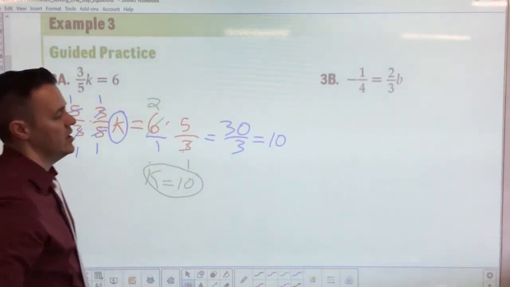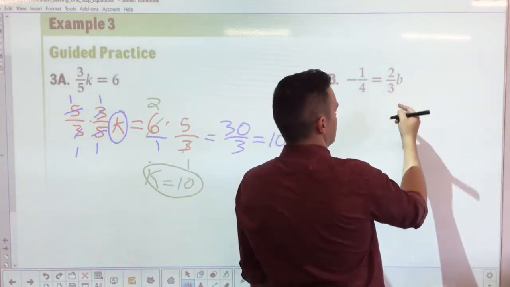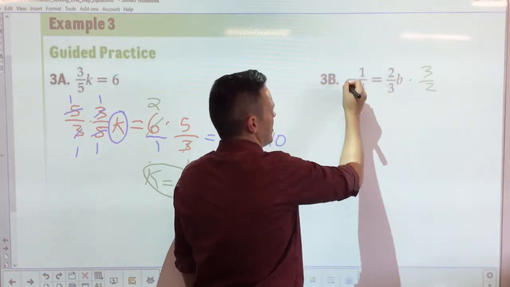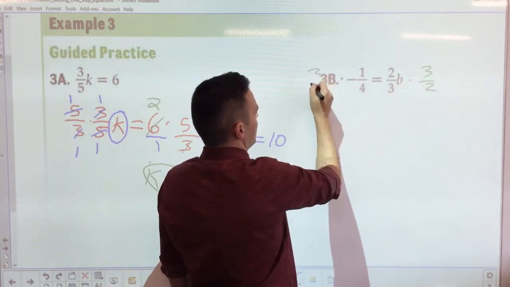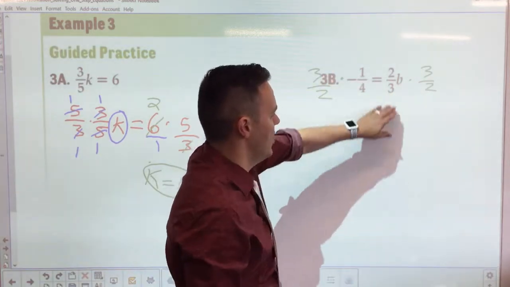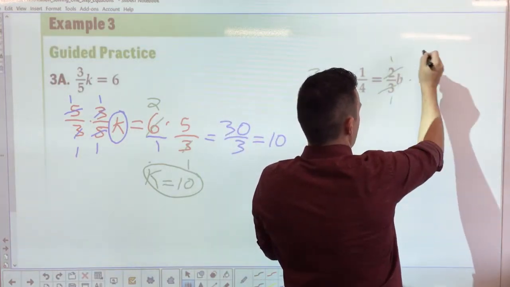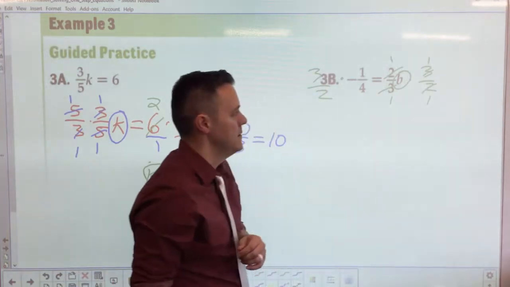All right, same thing over here, ladies and gentlemen. Get rid of this 3 over 2. How would you do that? Multiply by its reciprocal, so over 3 over 2. If I multiply by the reciprocal, goodbye, goodbye, goodbye. These are all 1s, and what's left is b.